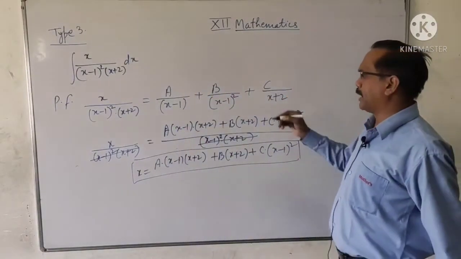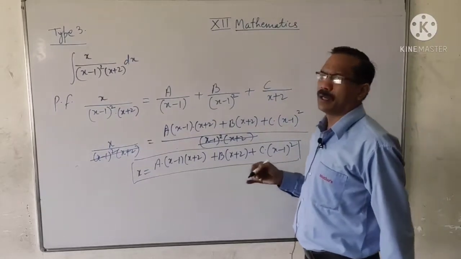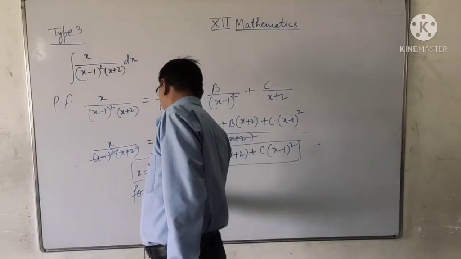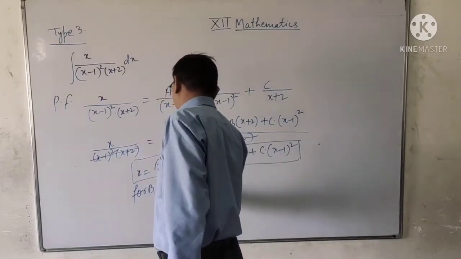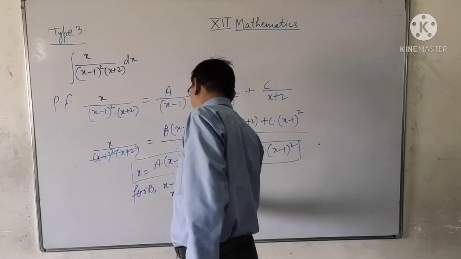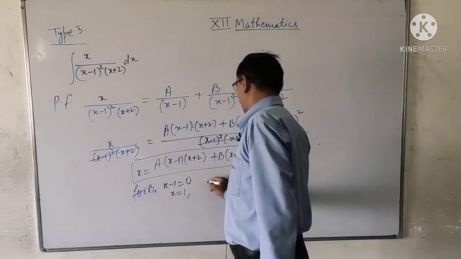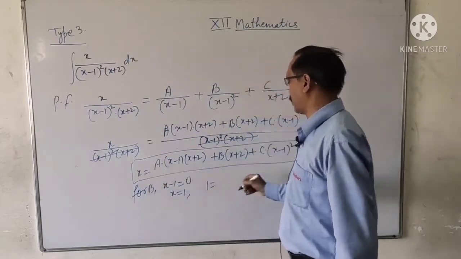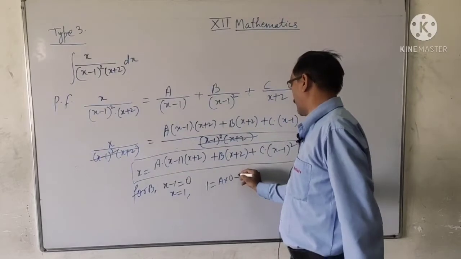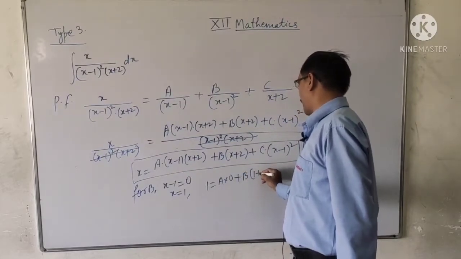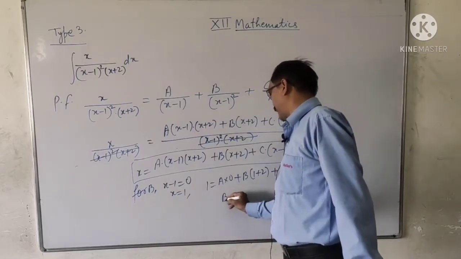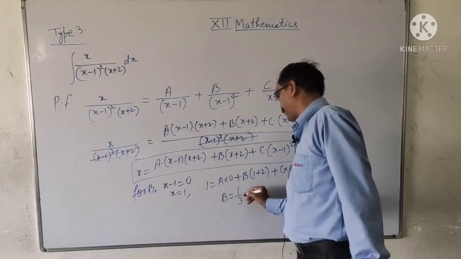Now to find the value of B and C, we will make the substitution. For B, we will write x minus 1 equal to 0 or x equal to 1. Then for x equal to 1, A into 0 because x minus 1 is 0, plus B into (1 plus 2) plus C into 0. Then the value of B equal to 1 upon 3.